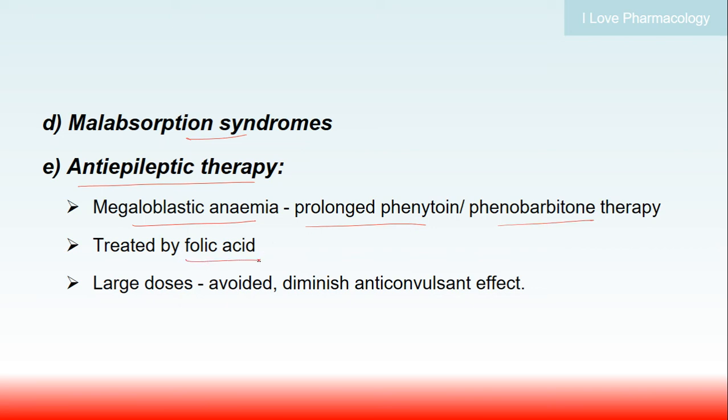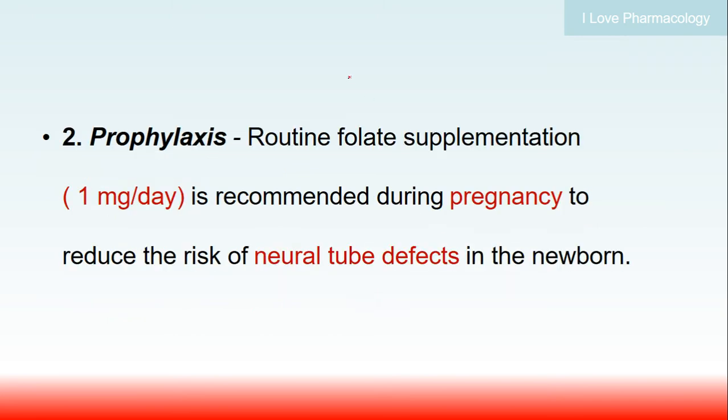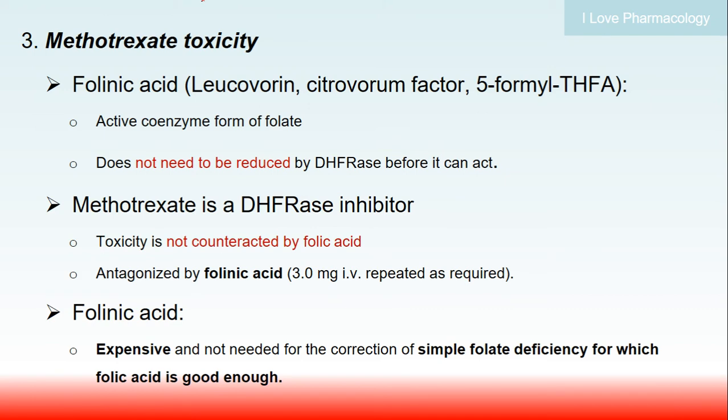It can be treated with folic acid, but even a large dose of folic acid should be avoided, because it will interfere with the anti-convulsant effect. Prophylactically, routine folate supplementation is recommended in pregnant women to reduce the risk of neural tube defects in the newborn. In case of methotrexate toxicity also, you can give folic acid, but the interesting thing is that instead of folic acid, we will be giving folinic acid.